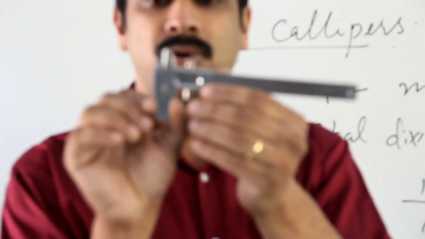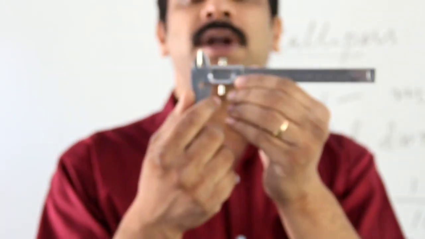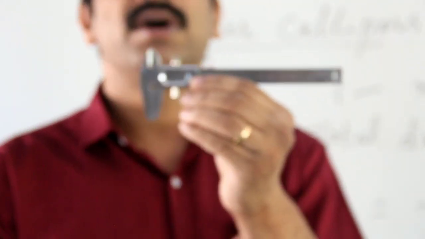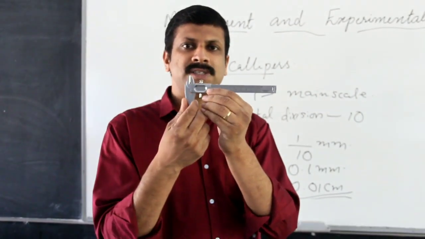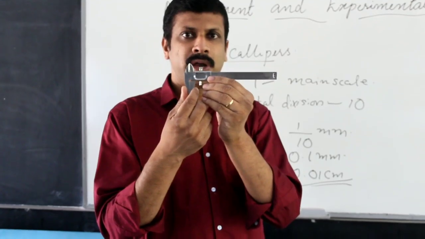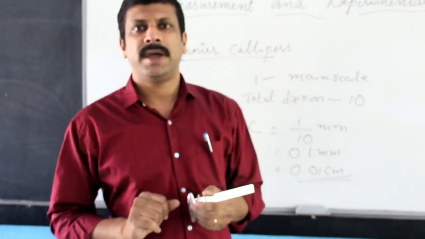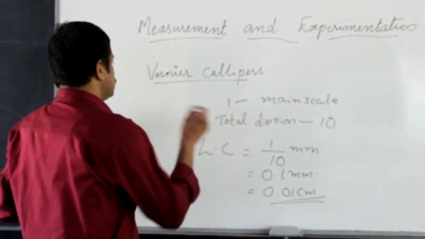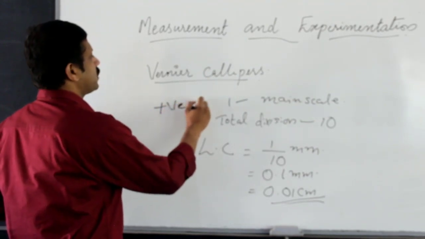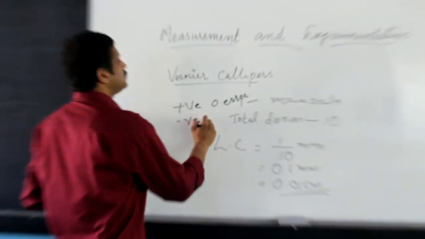When the two jaws are in contact, if the 0 mark of the vernier scale and the 0 mark of the main scale are coinciding, then it is called free from zero error. If it is not coinciding, it is a zero error. There are two types of zero errors: one is positive zero error and another one is negative zero error.